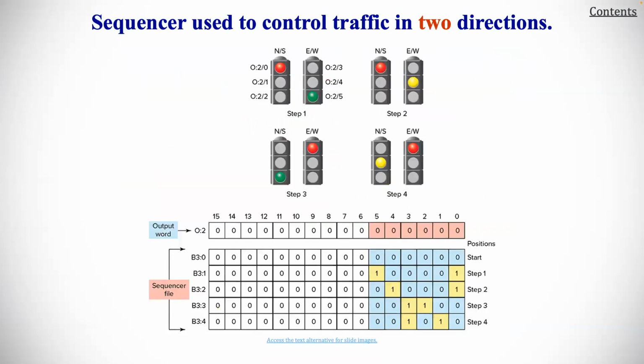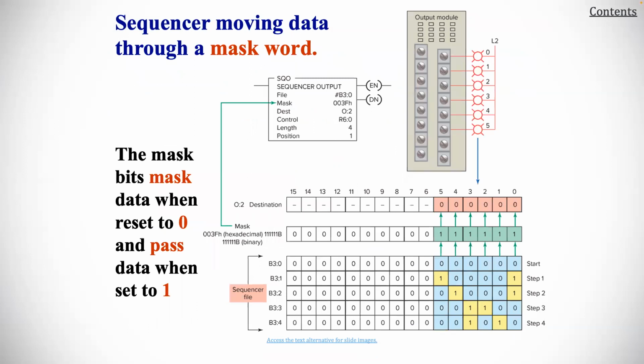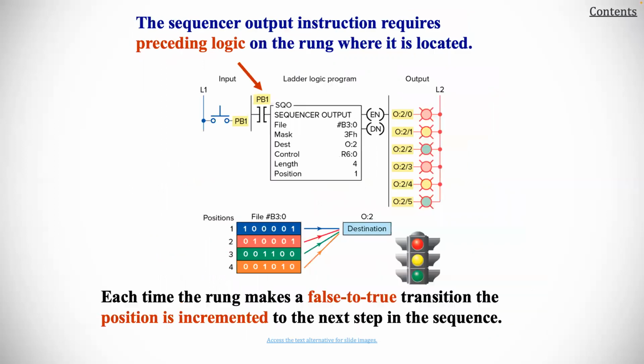Sequencers can be used to control traffic in two directions, and so this is starting to give you some information on how that would be done. In a sequencer moving data through a masked word, the masked bits mask data when reset to 0 and pass data when set to 1. The sequencer output instruction requires preceding logic on the rung where it is located. Each time the rung makes a false to true transition, the position is incremented to the next step in the sequencer.